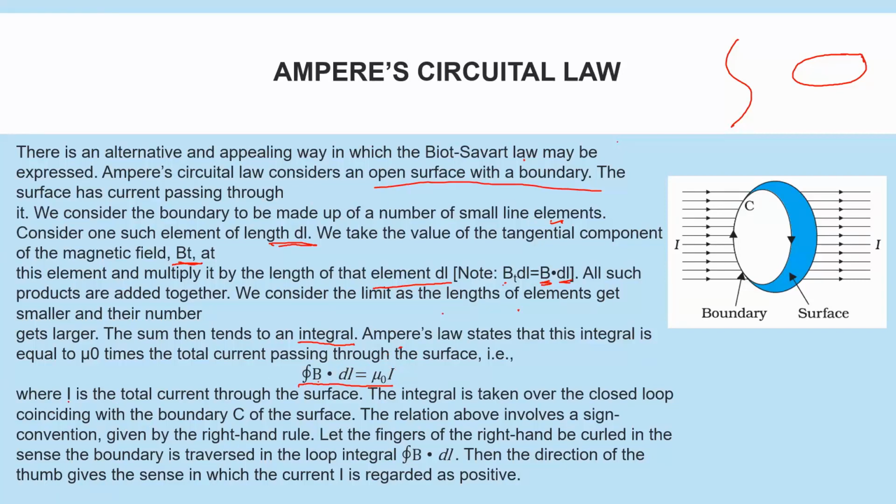Okay, so as we said, I is the total current passing through the surface. Over here, this circle over the integral denotes that this integral is being done over a closed loop. But this surface is an open surface, but the boundary in itself makes it into a closed loop, and this loop coincides with the boundary C of the surface. This is what we are assuming.